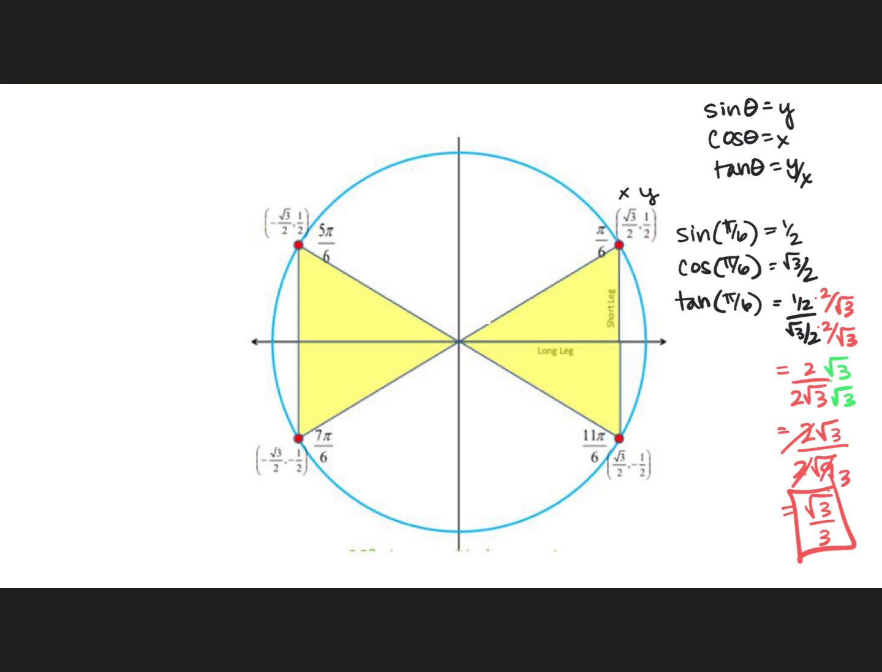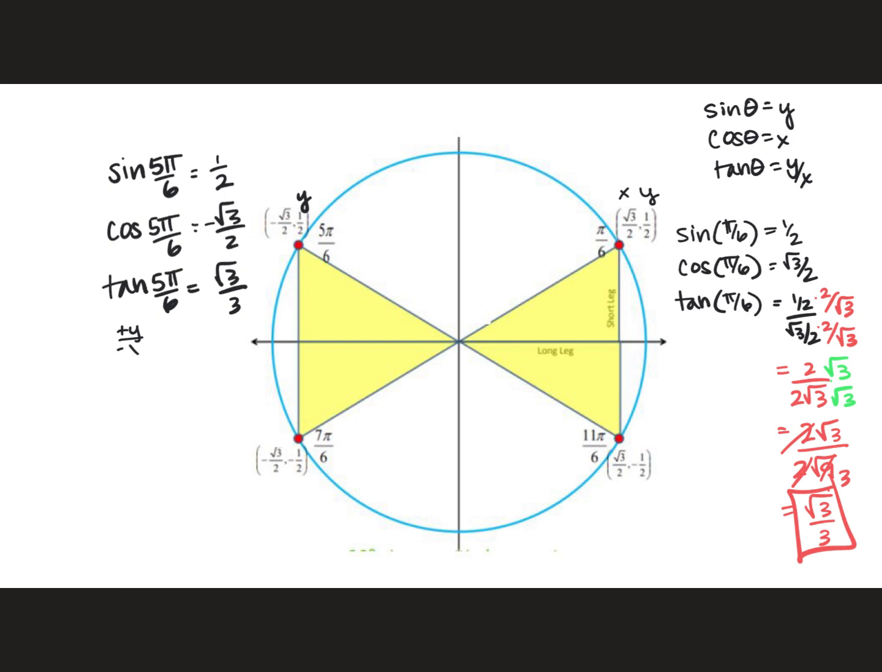So over here to the second. Sine of 5 pi over 6, I'm looking at the y-coordinate, would be 1/2. Cosine would be negative radical 3 over 2. And then tangent, like I said, I know it's going to be radical 3 over 3, but when I divided y by x, it would have been a positive y divided by a negative x, and a positive divided by a negative is still negative. So that's the only thing to kind of consider when you get to tangent.